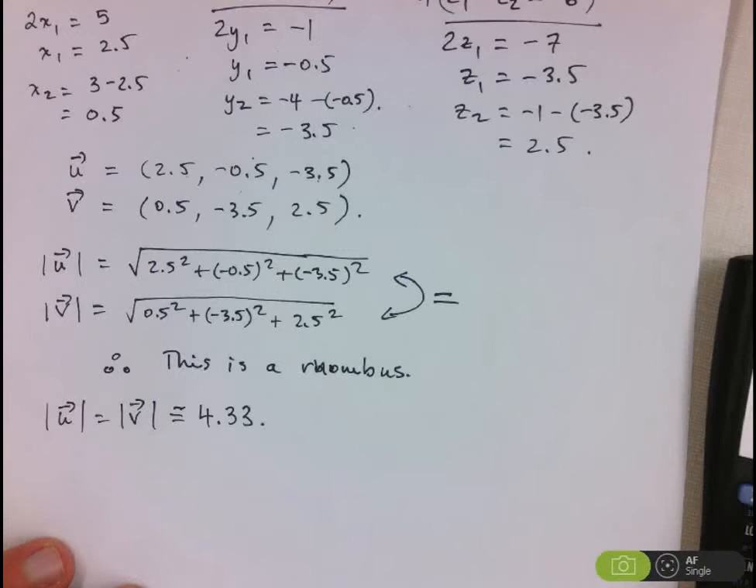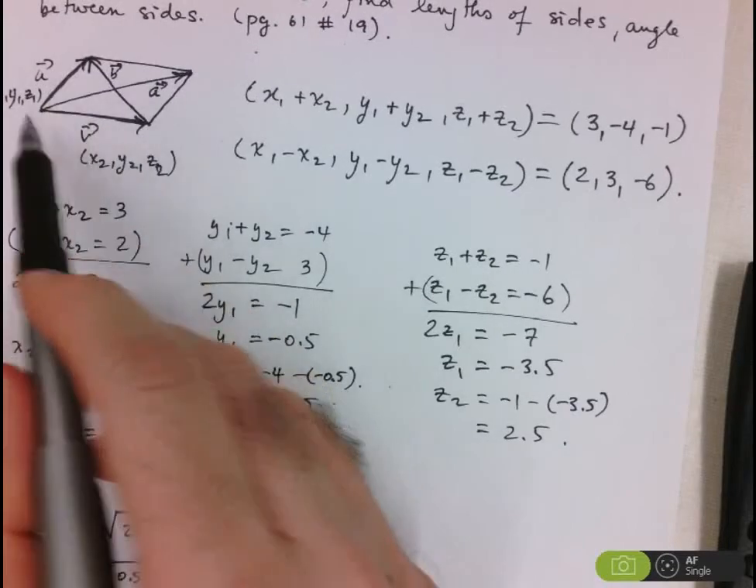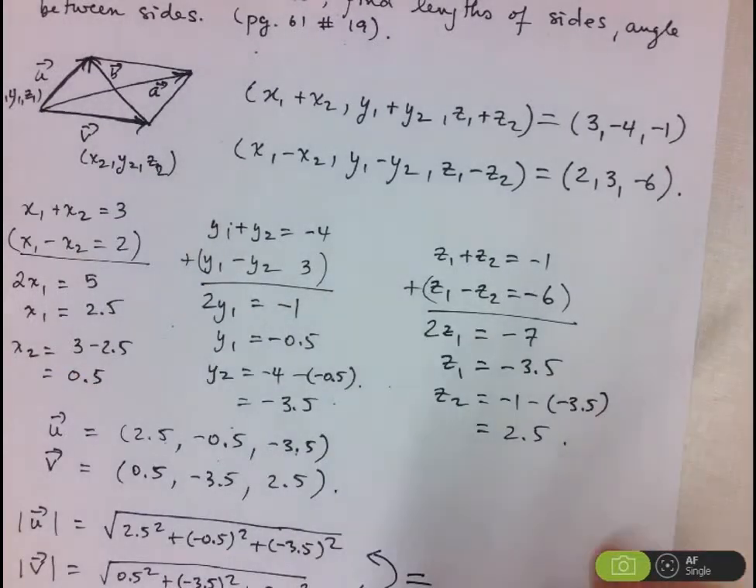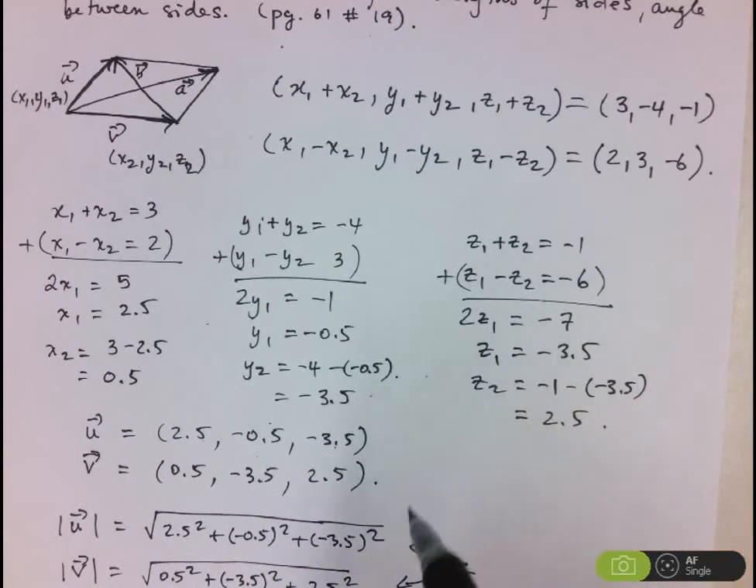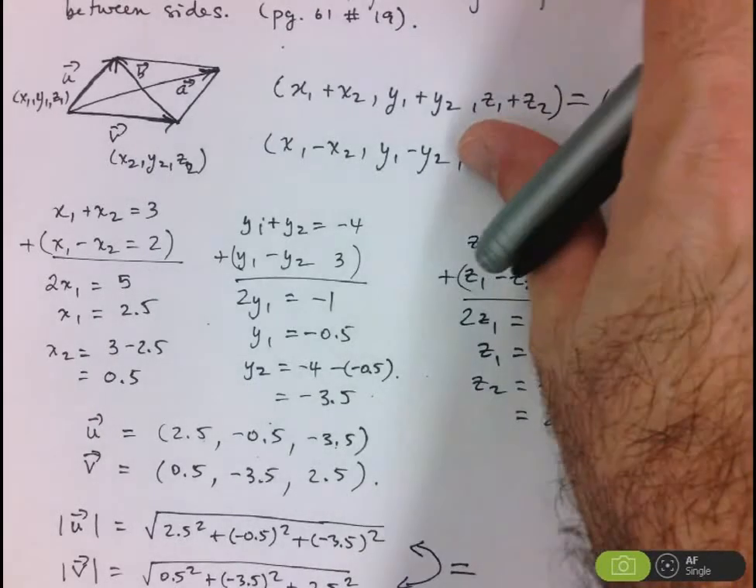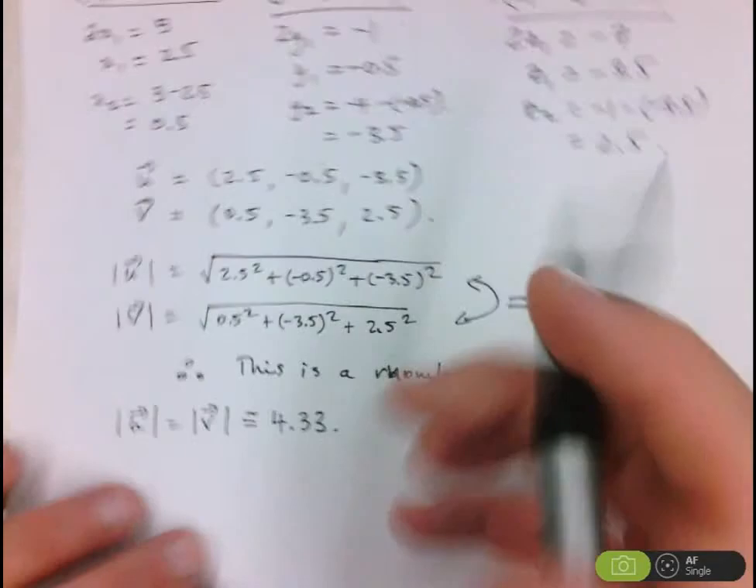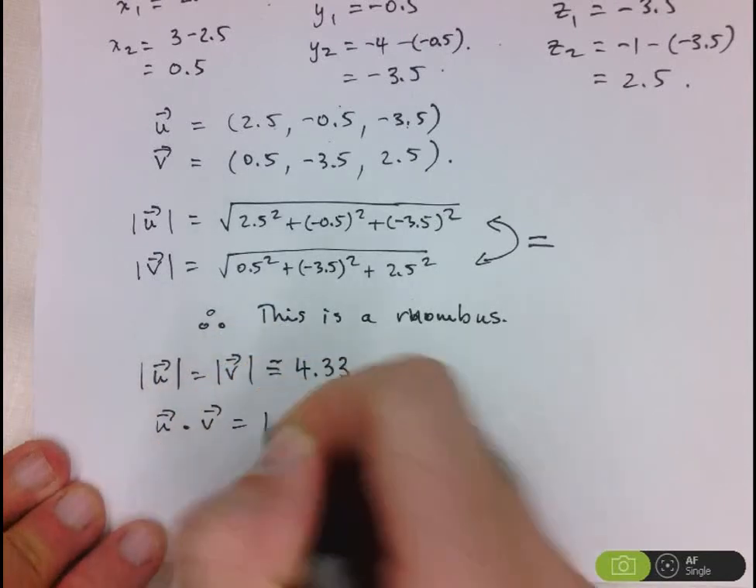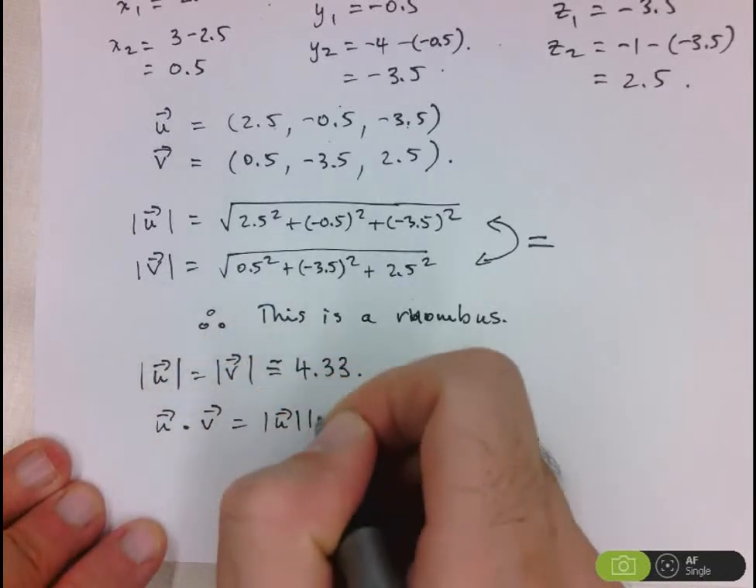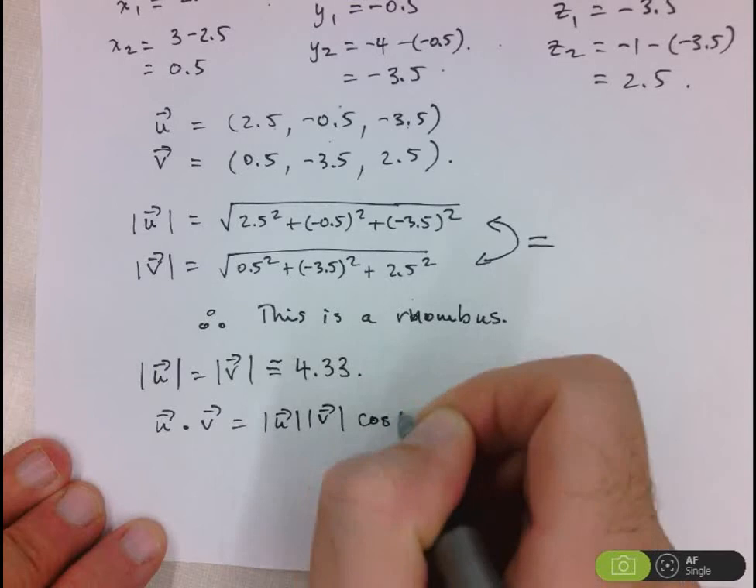And now let's determine the angle between the sides. Well, let's determine the angle between u and v up here. Okay, and of course, when we have the two vectors in algebraic form, I can find their magnitudes, I can use the dot product to determine the angle. Okay, so here we've got u dot v is equal to the magnitude of u times the magnitude of v times cosine of theta.